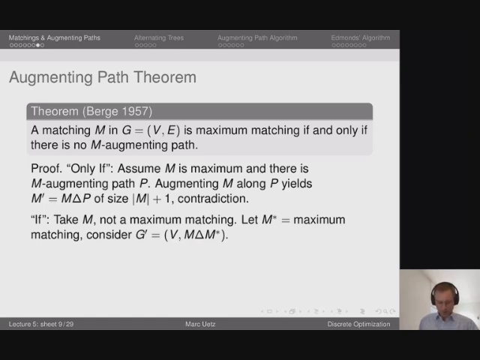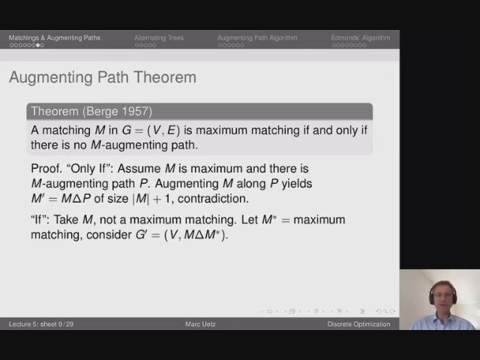So containing all the edges that are only exclusively in M and only exclusively in M star. Now notice that we have eliminated the edges that are shared by both matchings M and M star. And by doing that, we have eliminated the same number of edges from M and M star. And now let's look at the graph G prime. How does it look like?